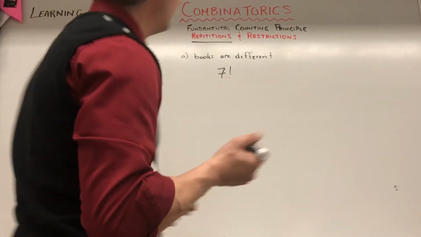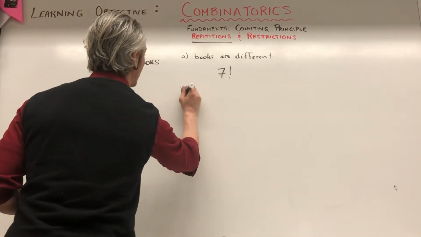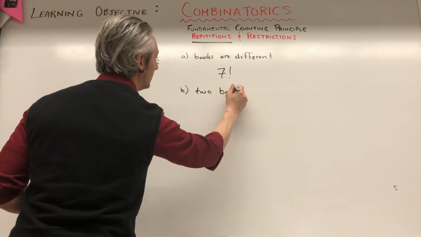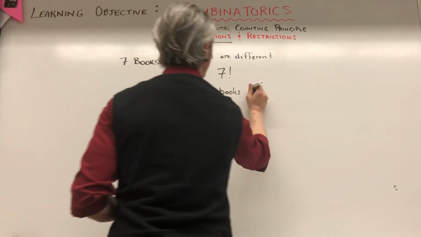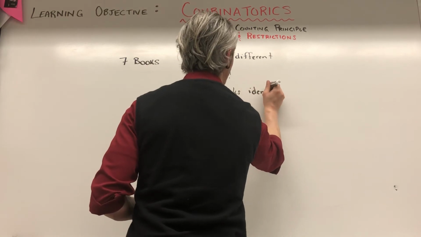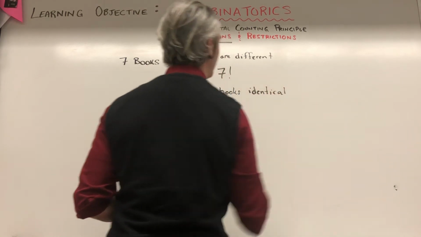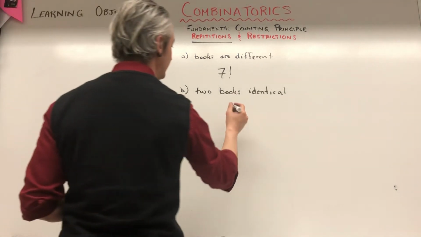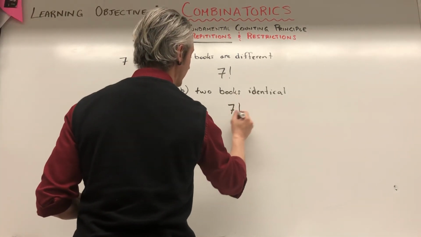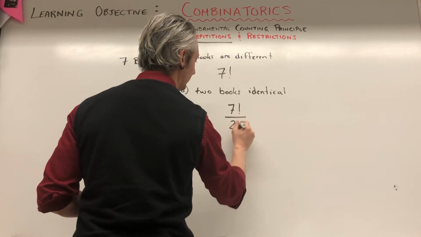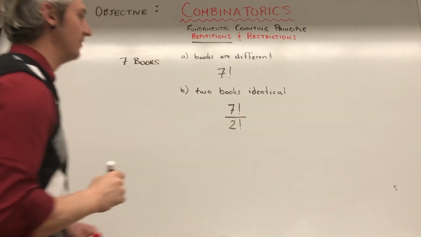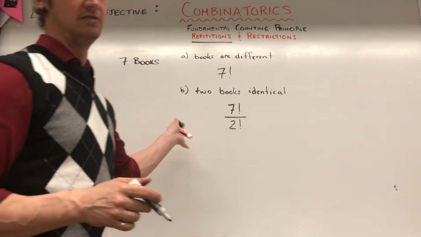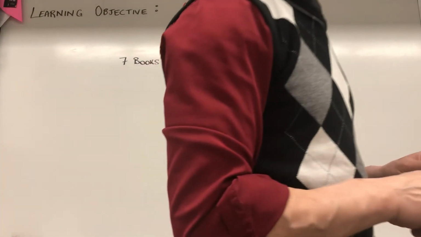So what happens if 2 of the books are identical? 2 books are identical is another way of saying I have 2 repeats. So in this case, if 2 books are identical, it's 7 factorial divided by 2 factorial, my repeats. I have 2 repeats, 2 factorial on the bottom. I'm not going to solve an answer, you can do that on your calculator.